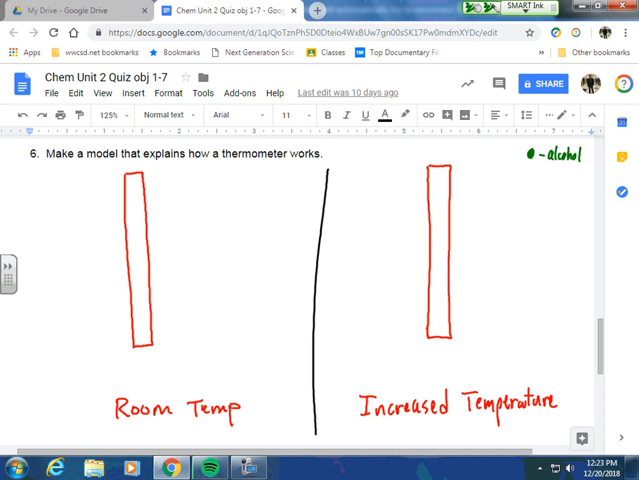Now at room temperature, the temperature of the thermometer is going to be lower, right? So maybe I can just put some kind of mark here. And if we have increased temperature, the mark is going to be higher. Okay, now I'm showing 2 different views of the same thermometer. So we do have to be careful with conservation of matter. However many particles I put in one of those thermometers, I have to put in the same in the other one. Okay? So in the room temperature thermometer, maybe I put like 1, 2, 3, 4 of them.